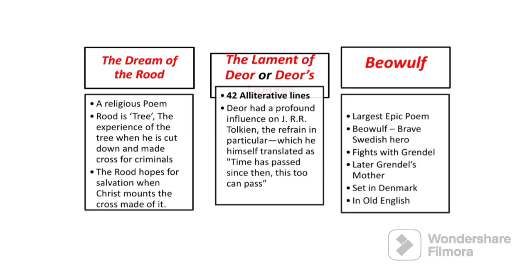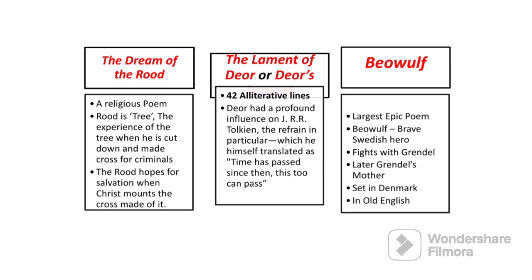It is a poem of 42 alliterative lines. Again, alliteration, I told you, like Anupras Alankar, there is repetition of a consonant sound. Deor had a profound influence on J.R.R. Tolkien, the refrain in particular, which he himself translated as "Time has passed since then, this too can pass." And this line became very famous. There are so many articles written after this as well, which means this moment will too pass.